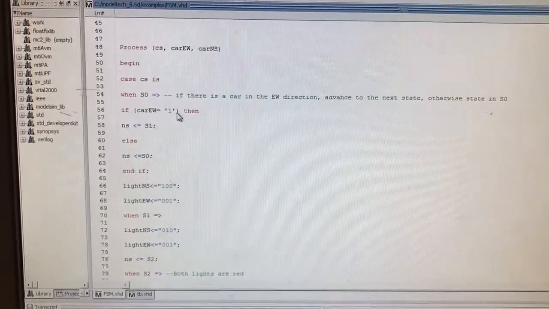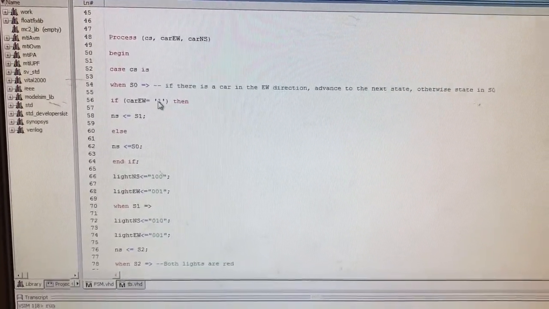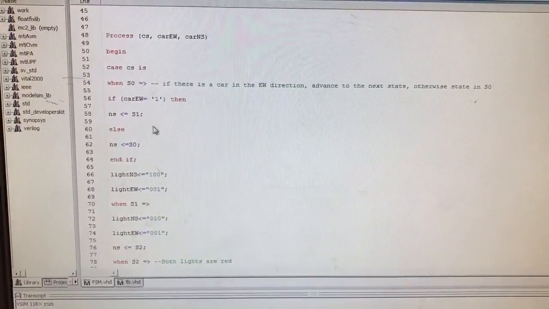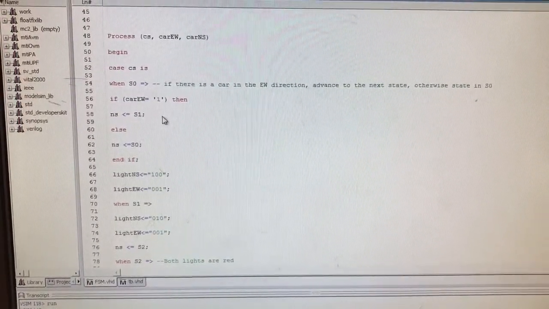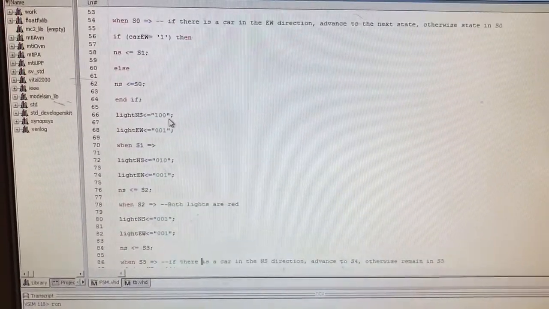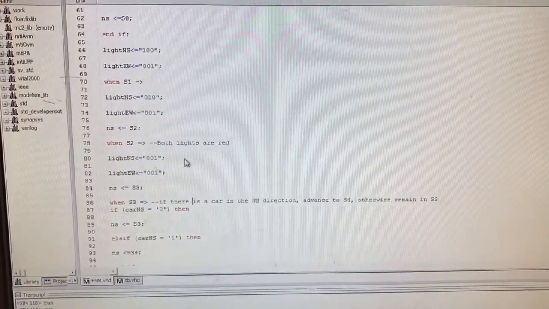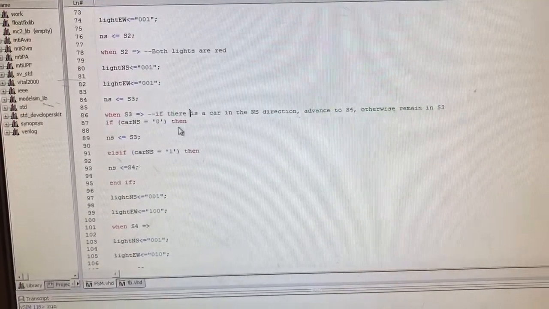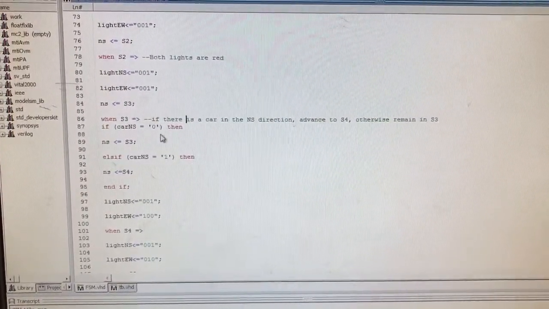First, in state 0, again, we have if there's a car in the east-west direction, then we move from state 0 to state 1, which begins going to the yellow of the north-south direction. Then also both lights are red at one point before switching to green. Okay, so the change exists here, which is in state 3.